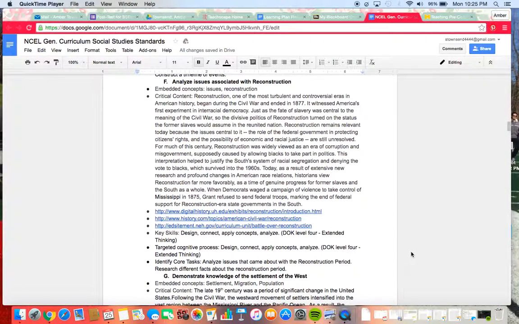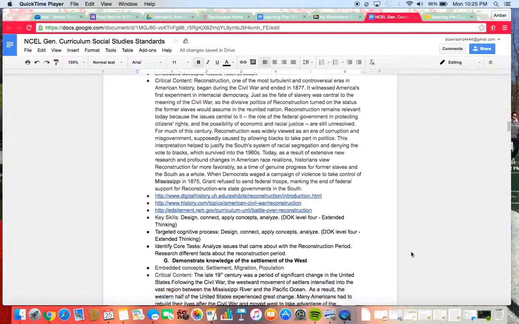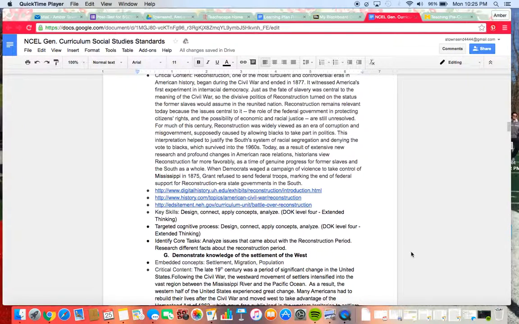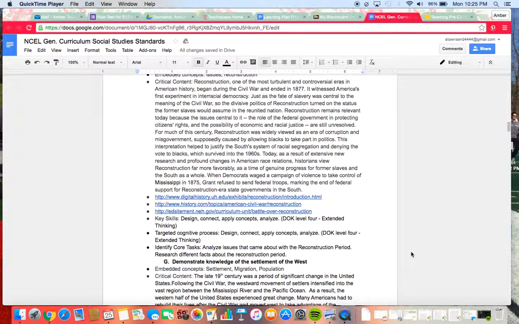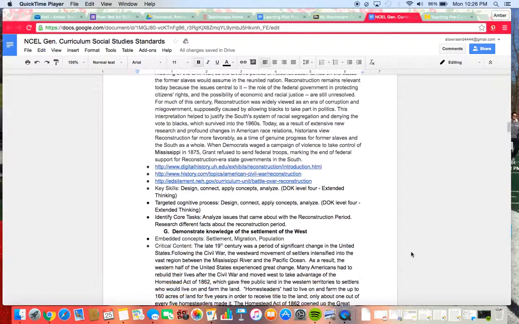The next says to analyze issues associated with Reconstruction, and the task there that I pulled out of this was to analyze issues that came about with the Reconstruction period and to research different facts about the Reconstruction period just to catch up on that, because I feel like you need to have a good base on the Reconstruction period in order to know this one.